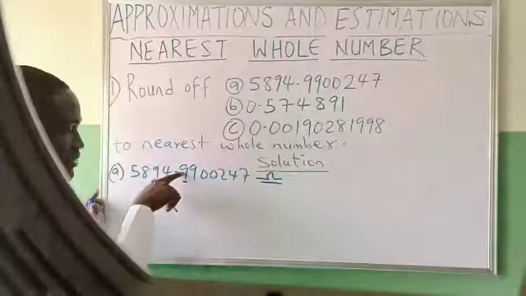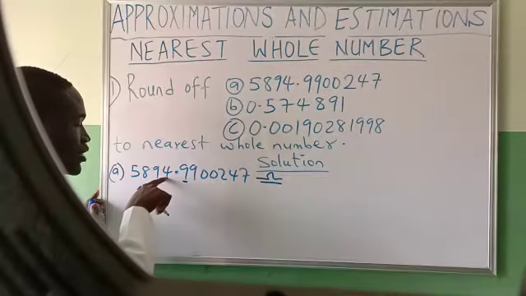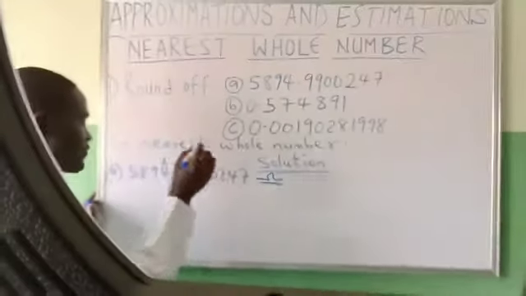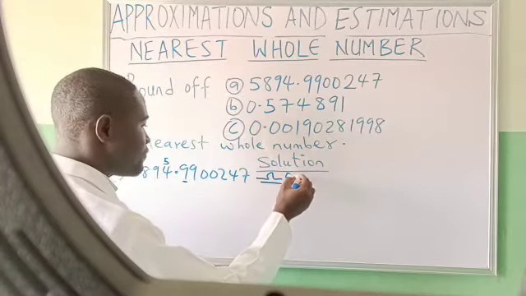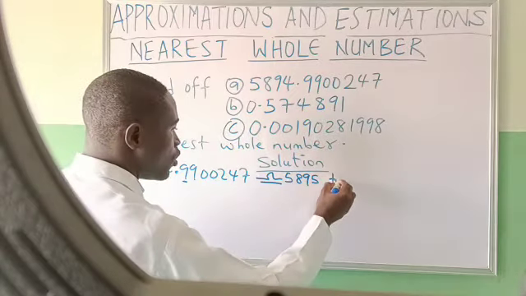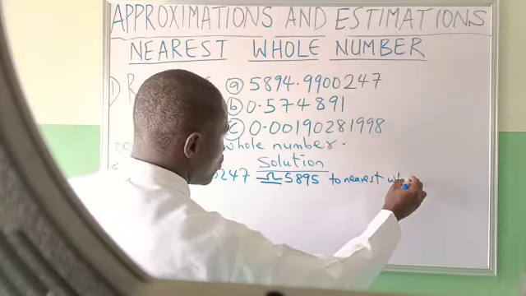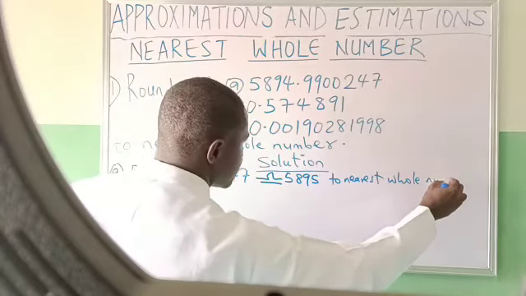He said yes. That means since it's up to 5, call it 1. Add it to this 4, it becomes 5. We now say it's 5895 to the nearest whole number.